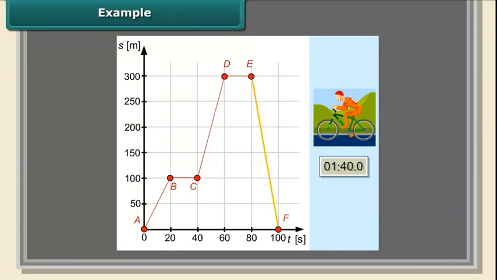Then from segment EF, we can discover that the cyclist turned back, and after 20 seconds reached the location from which he started his journey. He was moving with a constant speed of 15 meters per second.